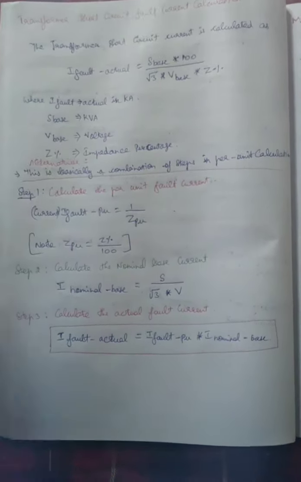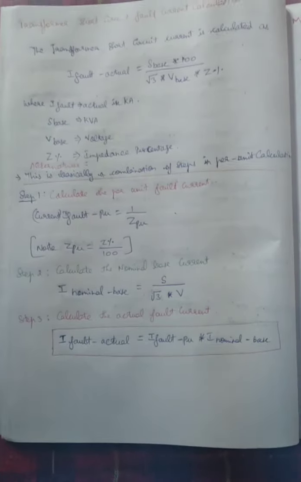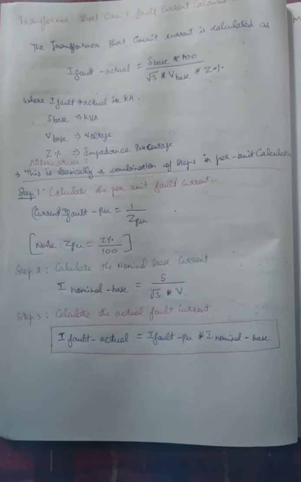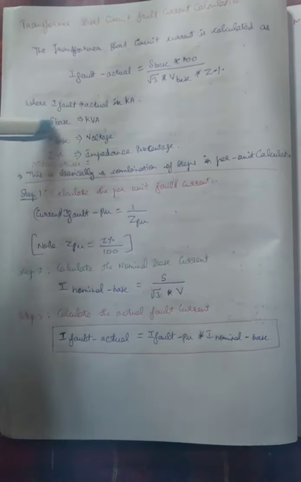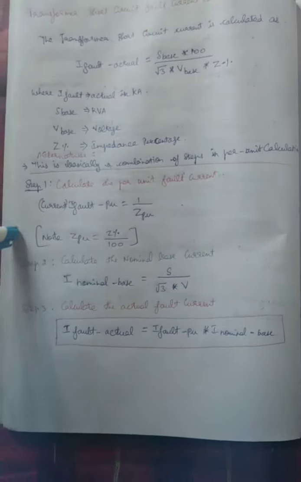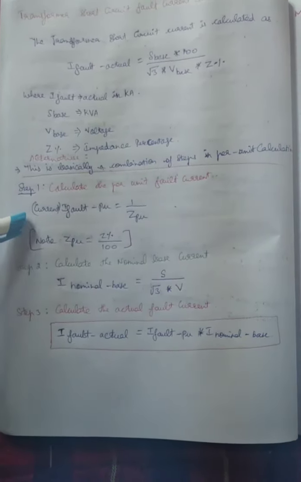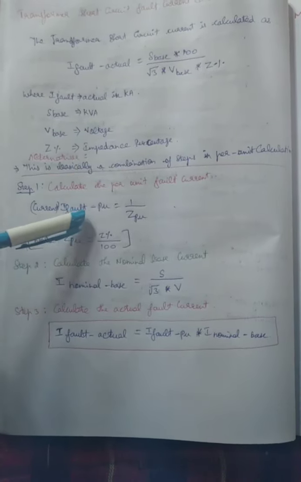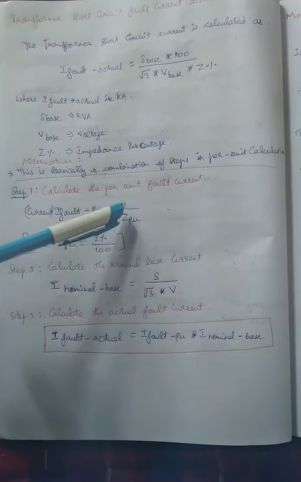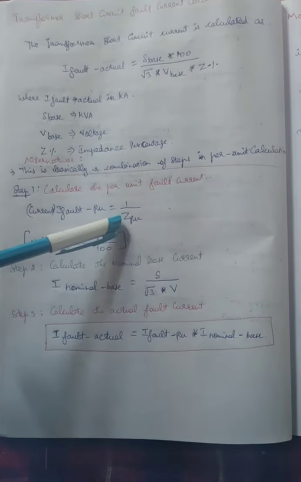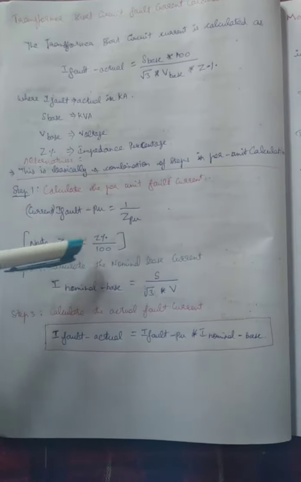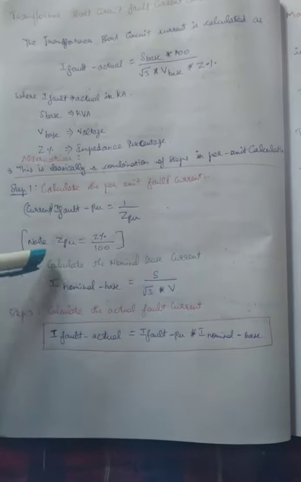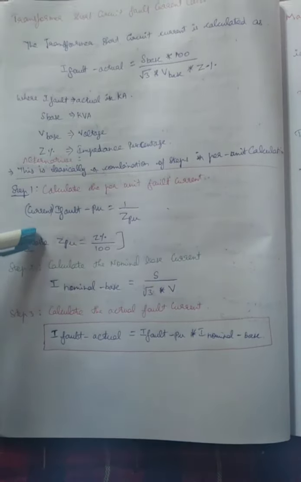So this can be done in separate steps. This total formula can be separated into each step. First, step 1 is to calculate the per unit fault current. So I fault per unit is equal to 1 divided by Z PU, which means impedance per unit. Impedance per unit is equal to Z percentage divided by 100. So this is your per unit fault calculation.